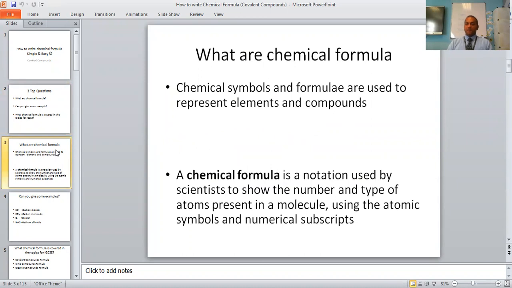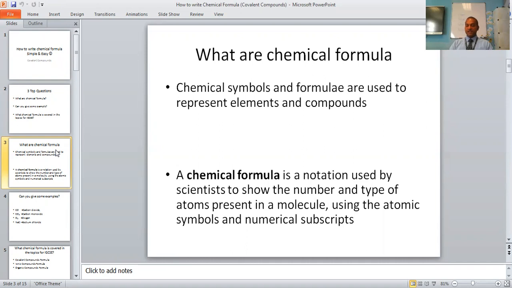Chemical formula are basically symbols used to represent elements and compound. A chemical formula is a notation used by scientists throughout the whole world to show the number and type of atoms present in a molecule using the atomic symbol and numerical subscript.